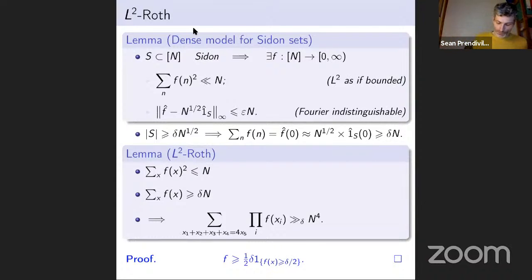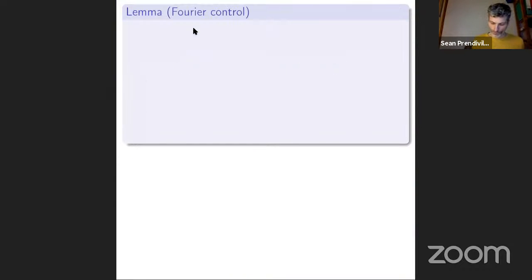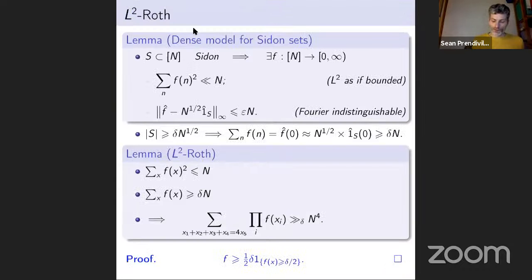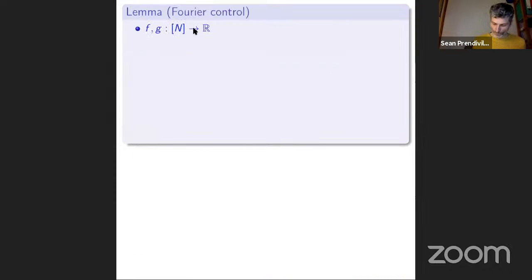So things are good, right? We've got this dense model whose Fourier transform resembles the Fourier transform of our Sidon set, and the dense model counts many solutions to our equation. So it seems like the only thing we need to do now is to establish that this count for the dense model is similar to the analogous count for the Sidon set. So we'll do that in this Fourier control lemma.